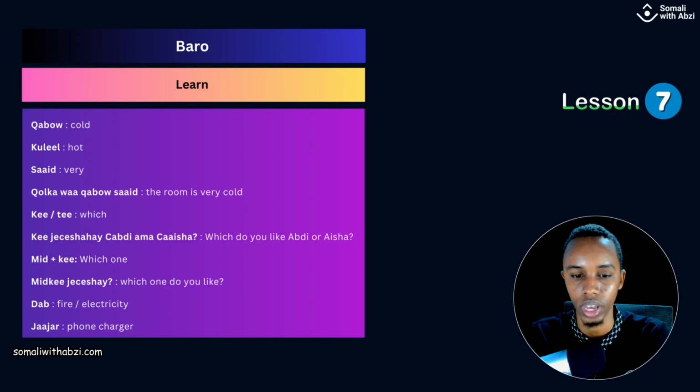Okay, so the next one is dab. Dab in Somali means fire. Also it means electricity. For some examples, like plugging the phone into the charger, we use dab in Somali. Also dab is fire. If you're going to say fireman, we say in Somali dab damiye. Dab dami means someone who makes the fire stop. So dab damiye, that's fireman. The last one we have is jajar. Jajar is just phone charger. So I can say mobile ka jajar ka geli, plug the phone into the charger.